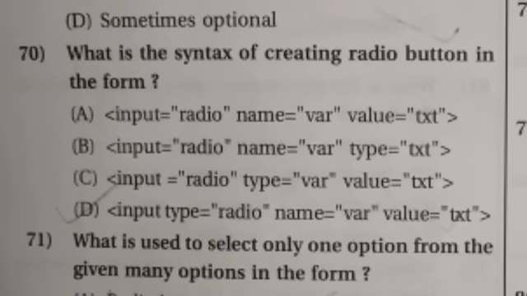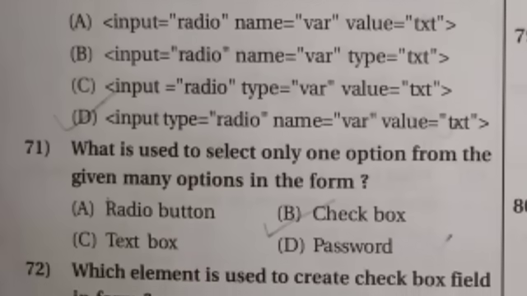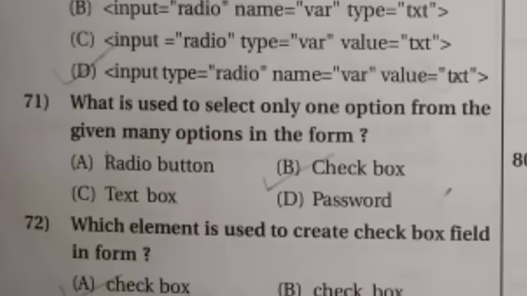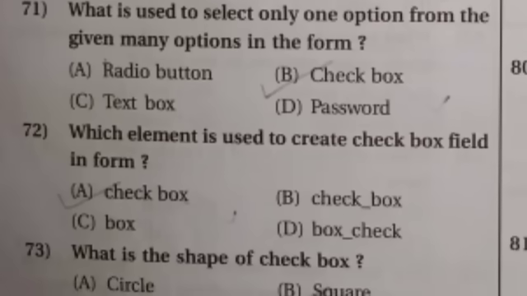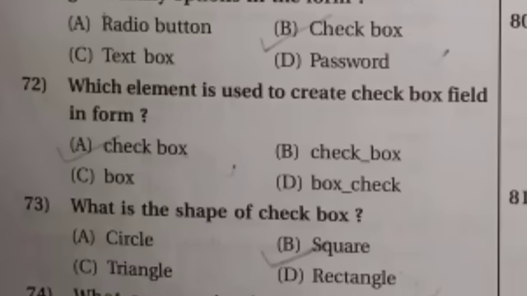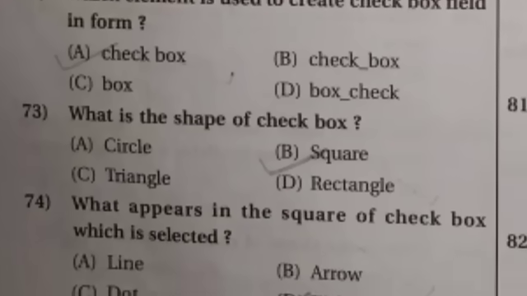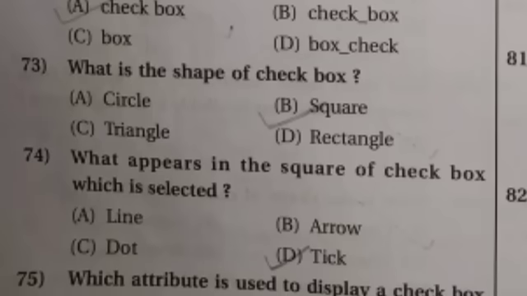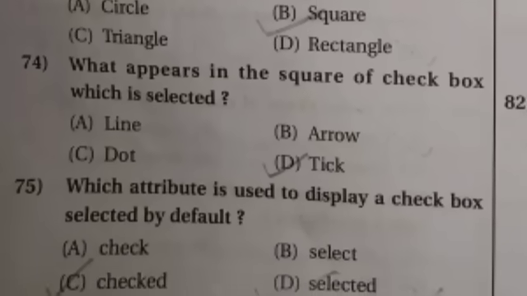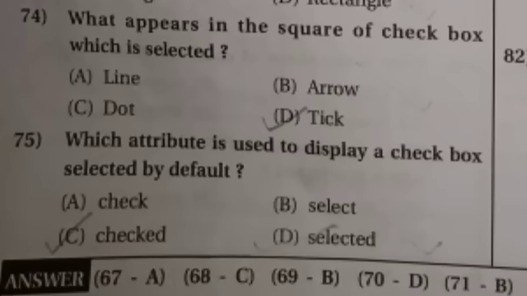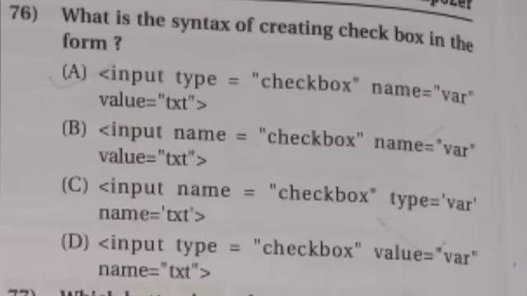D. What is used to select multiple options from the given many options in the form? B, checkbox. Which element is used to create a checkbox field in the form? A, checkbox. What is the shape of a checkbox? B, square. What appears in the square of a selected checkbox? Tick. Answer D, tick. Which attribute is used to display a checkbox selected by default? C, checked. What is the syntax of creating a checkbox in the form?